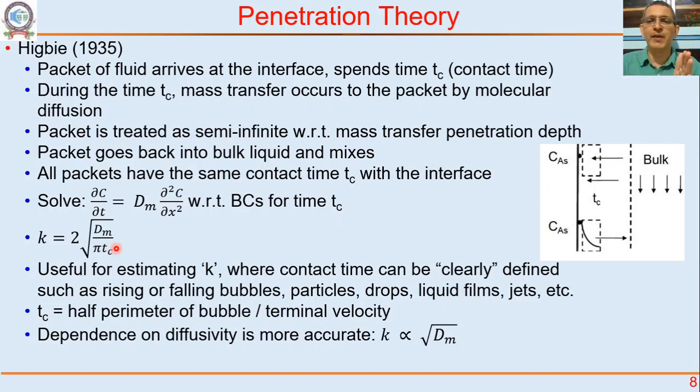So for example, if there is a liquid film falling, we solved that problem in our momentum transfer class. When we had a wall, liquid was flowing down as a film, we calculated the thickness of the film. Right? So the contact time can then be very straightforwardly calculated. It is the time required for liquid to flow from the start of the plate to the end of the plate. That's the contact time. So this theory is useful when you can define contact time very accurately, like that film. Or we have bubbles or droplets which are rising or falling.